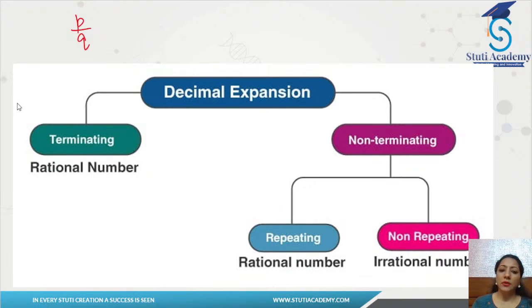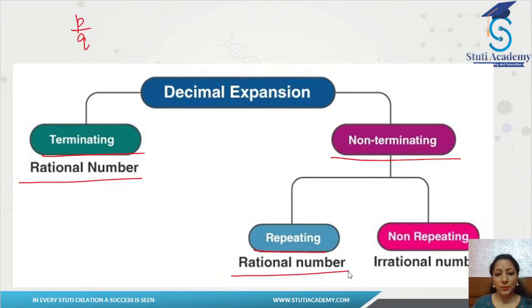A rational number has either a terminating decimal expansion or a non-terminating repeating decimal expansion. Also, if we have a number having a non-terminating, non-repeating decimal expansion, then it is an irrational number. So we know for the case of terminating decimal expansion, it's a rational number. For the case of non-terminating repeating decimal expansion, it's again a rational number.